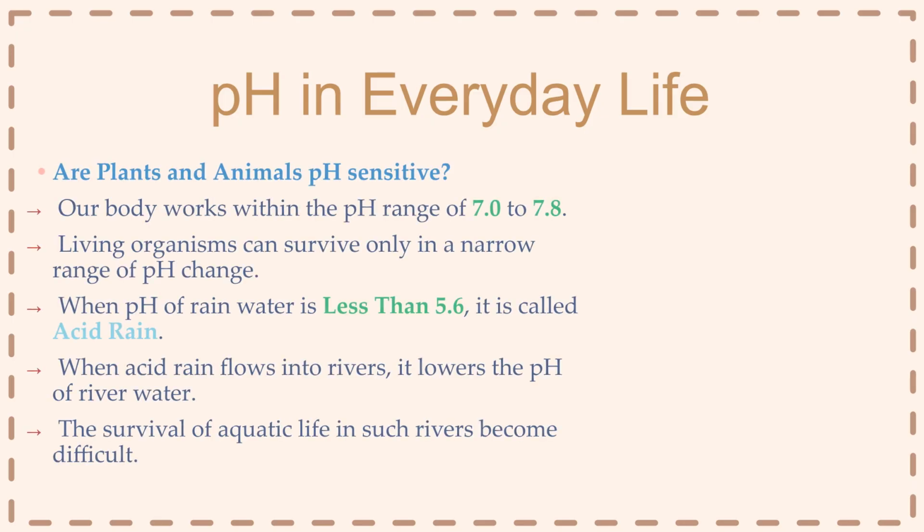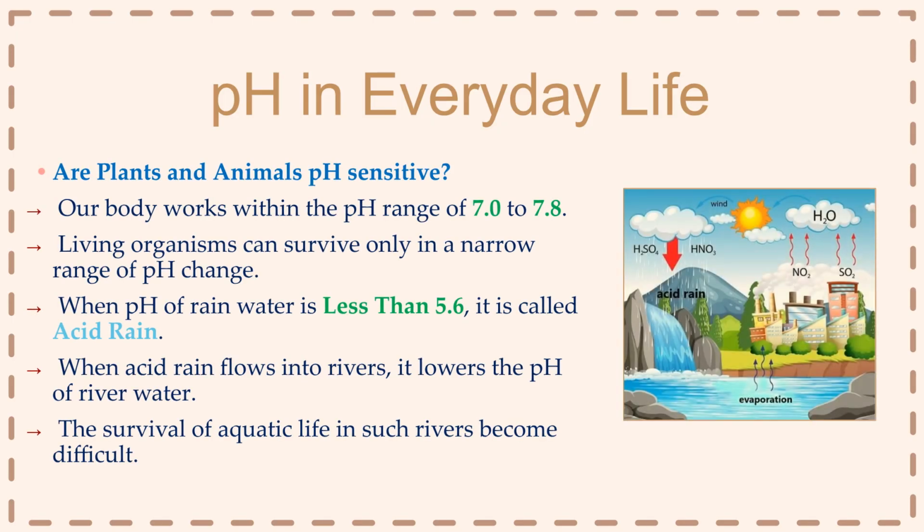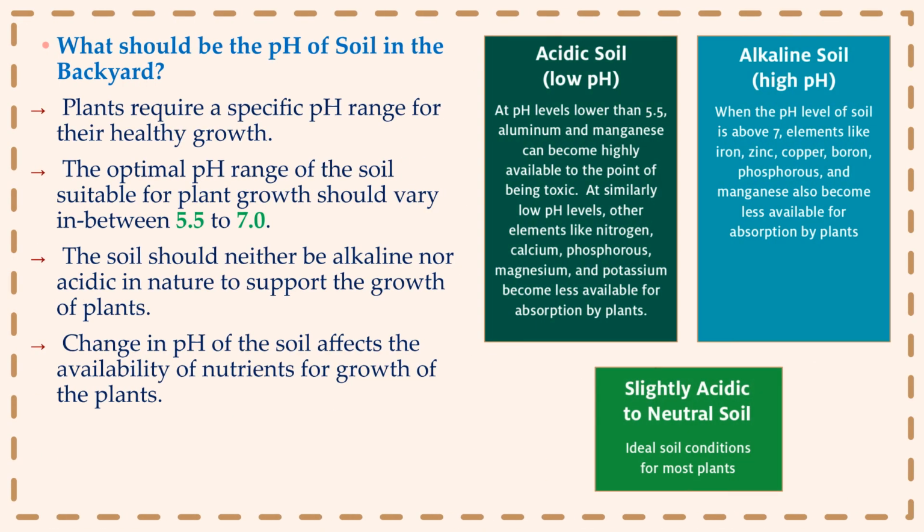We also look at how acid rain occurs when the pH of rainwater drops below 5.6. Plants also require an optimal soil pH, typically between 5.5 and 7.0, for healthy growth. Both excessively acidic and alkaline soils can restrict the availability of essential nutrients, potentially hindering plant development.